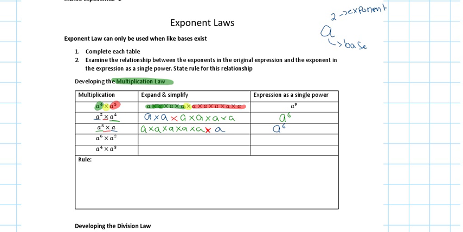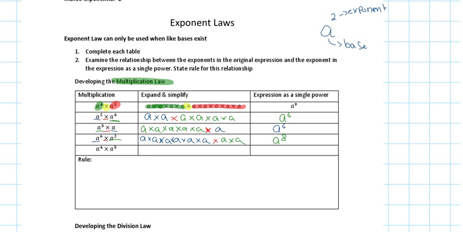Okay? So moving on to the next one, I have a to the power of 6. So that's 6 a's: 1, 2, 3, 4, 5, 6, multiplied by a squared, so that's a times a. So that shows me that I have 8 a's multiplied together, so that's a to the power of 8.